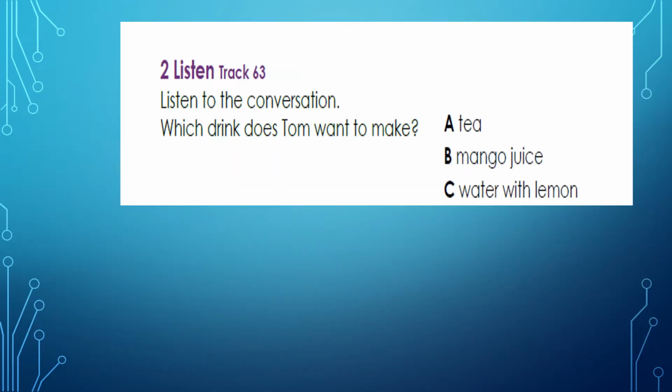Now we are going to move to the next activity, track 63. We are going to listen to a conversation between two friends, and we have to answer this question while listening. Which drink does Tom want to make? Now, here one of the friends, his name is Tom, he wants to make a drink. Which drink does he want to make? Is it tea, mango juice, or water? Track 63.